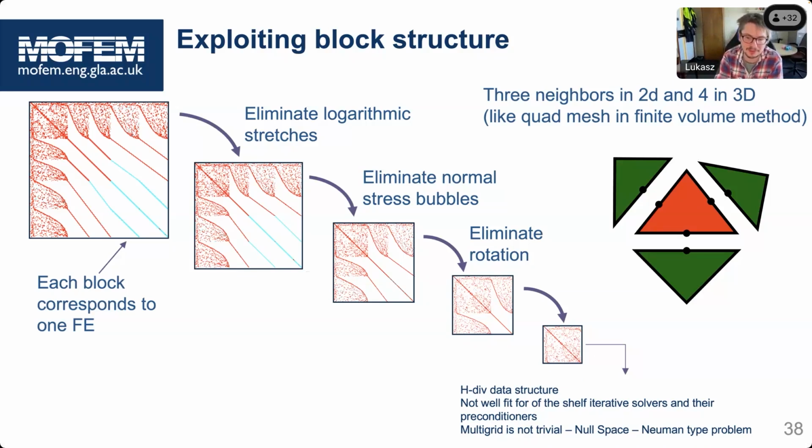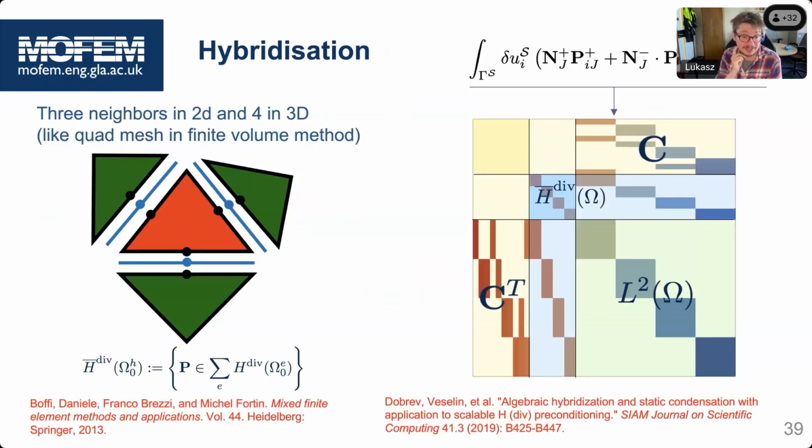You cannot deploy the multigrid. So this is a Neumann type of problem, and this is not appropriate for the multigrid solvers. So then the natural thing is to look at our old idea.